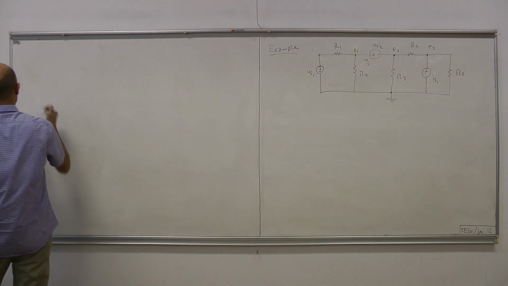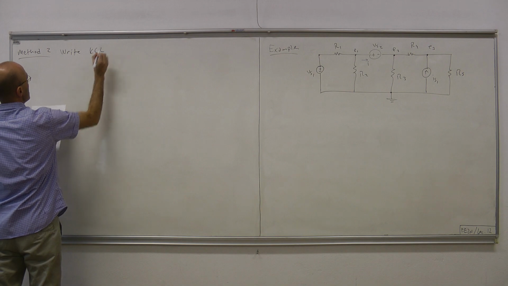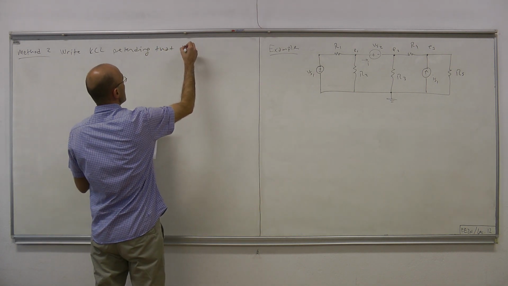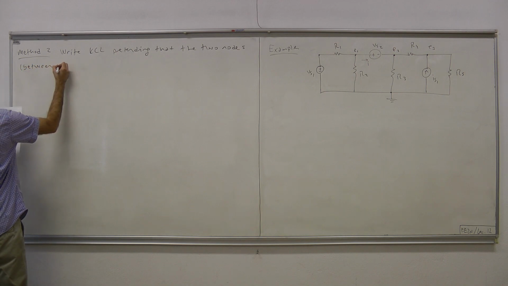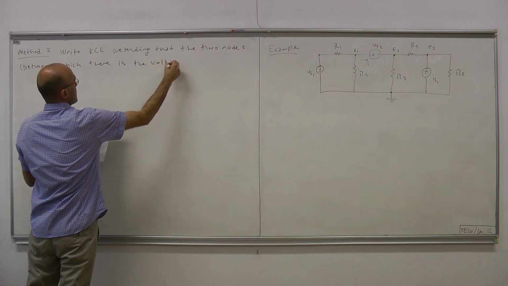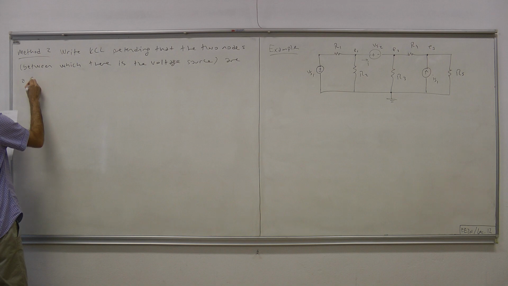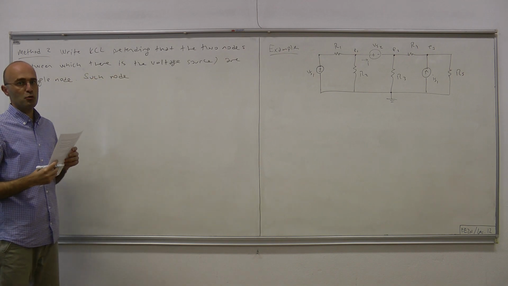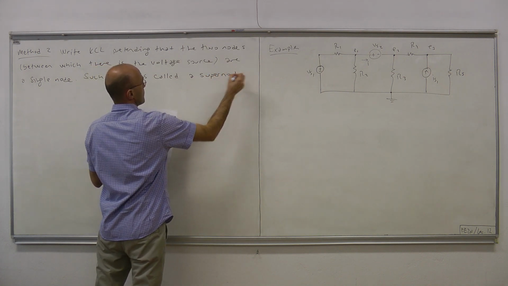So method 2. Write KCL, pretending that the 2 nodes between which there is a voltage source are a single node. Such a node is called a supernode.